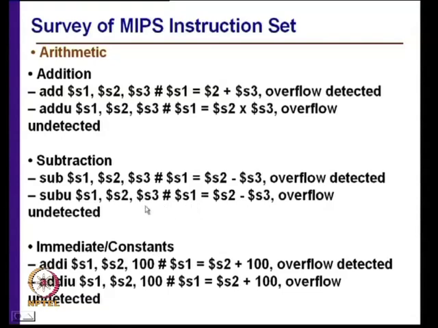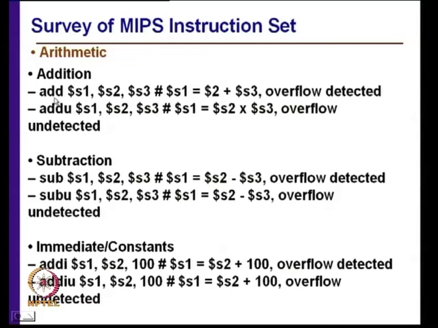Now, let us look at the survey of the MIPS instruction set. I have discussed the various data types, the different instruction formats, and the various addressing modes. Let us discuss some representative instructions from the instruction set. For example, addition: add, a simple add with overflow detected, and addU, with overflow undetected. Similarly, you can do subtraction with overflow detected, and subtraction without detection of the overflow. Then you can add with immediate data, as I have already told, and that also has two variations: addition with a constant with overflow detected, or addition with a constant immediate value with overflow undetected.